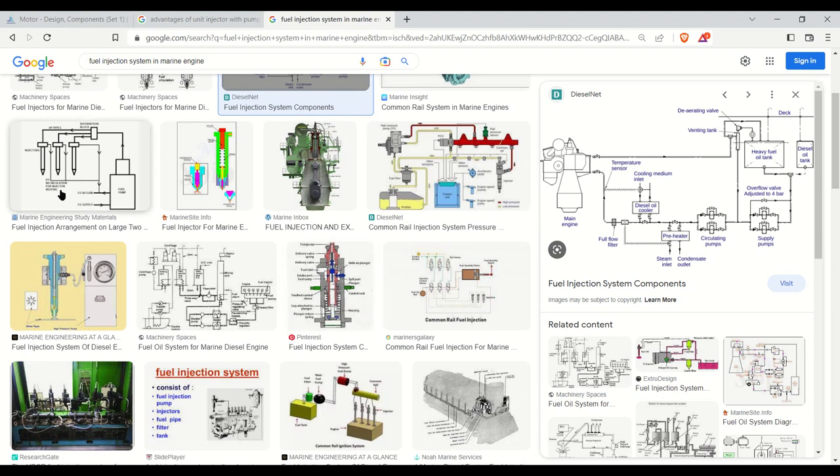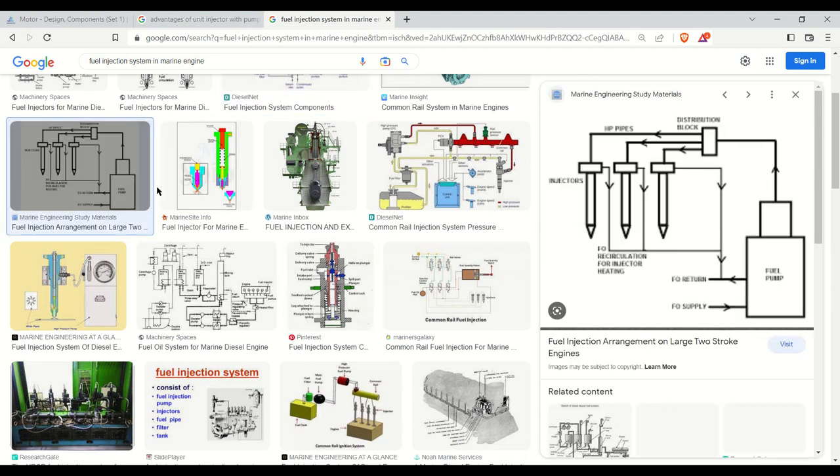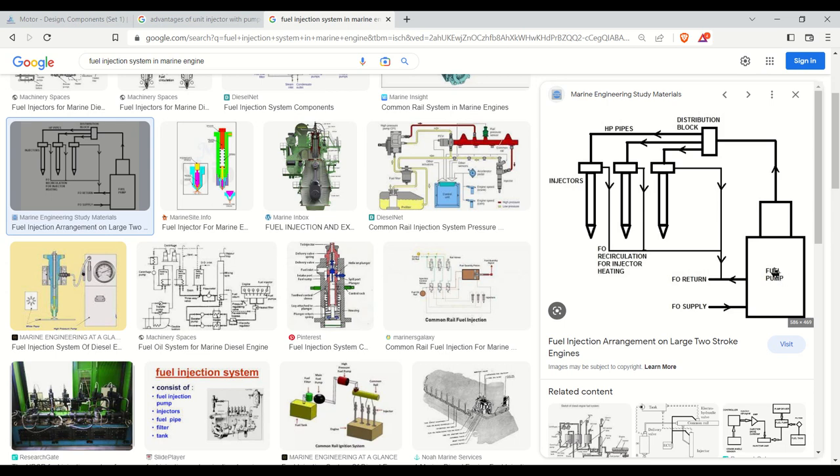Yes, you can see here. In this system, the fuel pump is separate. It's not attached to the injector. That's why here the fuel is pressurized, and there is a pressure line over here, from the distribution block to this part, and this high pressure line may cause mishaps if it bursts or if it is not maintained properly. That's why the fuel injectors and the fuel pumps are combined. They are known as unit injectors.